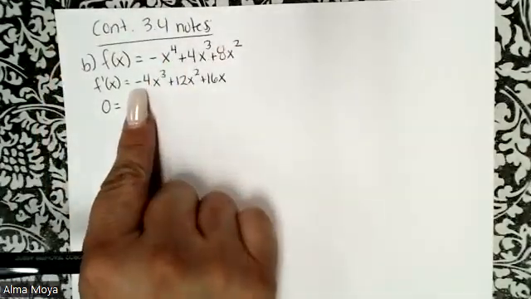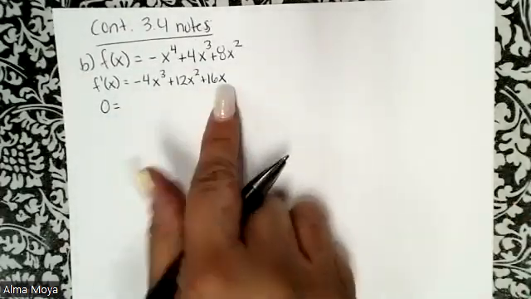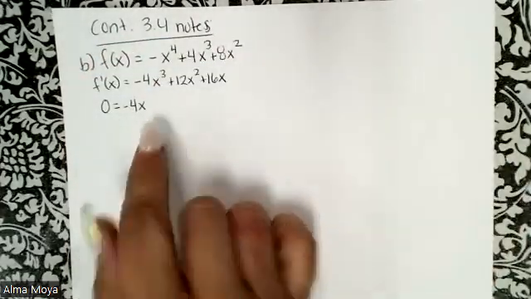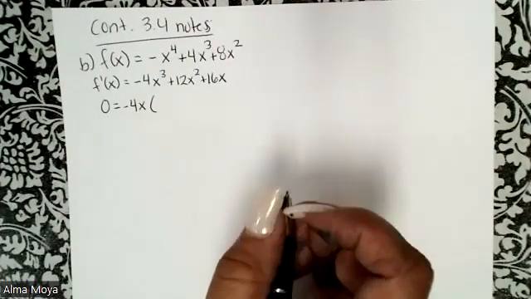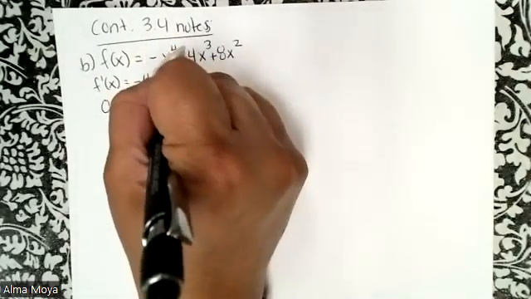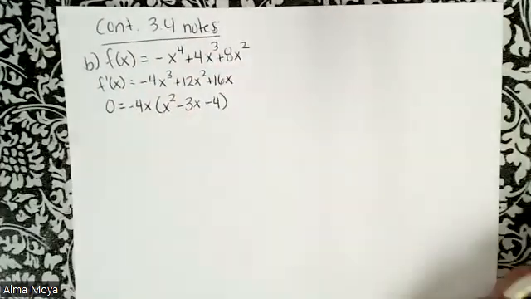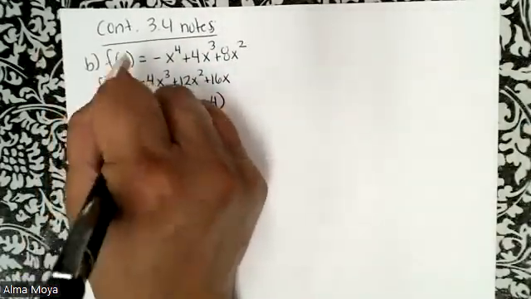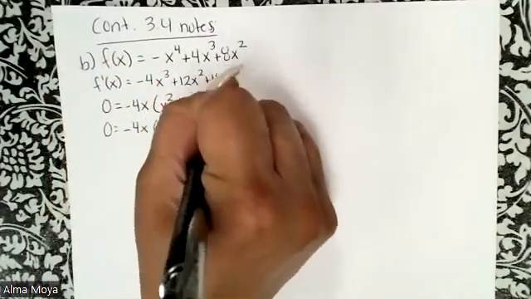Now, keep in mind, your GCF here is going to be a negative 4 and then also an x. So I'm going to factor out a negative 4x because remember, the leading term has to be positive when you factor. So when I factor out a negative 4x, I'm left with x squared minus 3x minus 4. Now I'm going to factor this part. So that's going to be negative 4x, x minus 4, x plus 1.